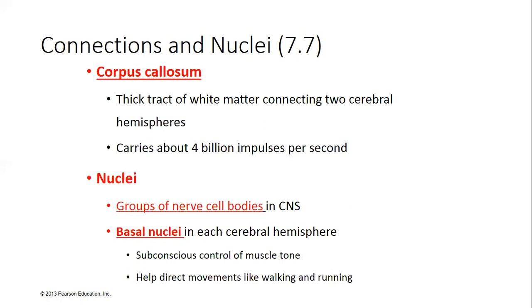Nuclei in the brain are groups of cell bodies. Remember, we talked about a nucleus versus a ganglia in the last lecture. A ganglia is a collection or a cluster of cell bodies in the peripheral nervous system. Well, that cluster of cell bodies in the central nervous system is called a nucleus.